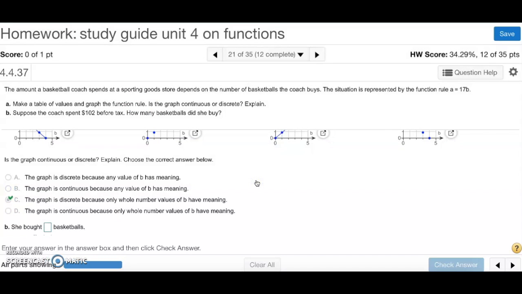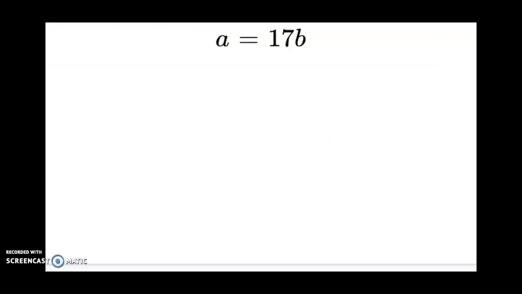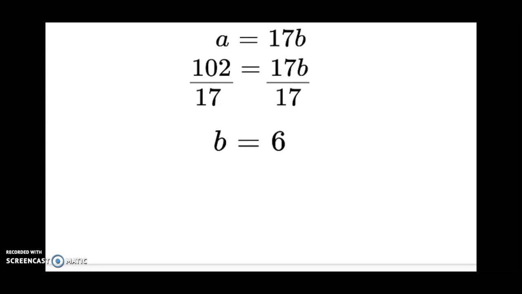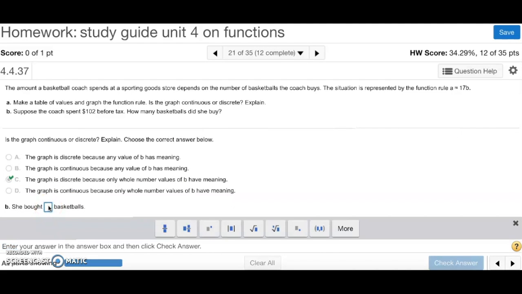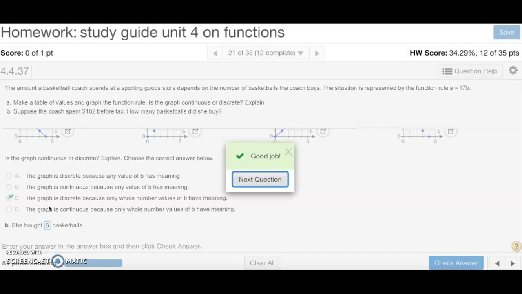Now, we've got to figure out how many basketballs she bought after spending $102. So let's figure that out. To figure that out, we've got to substitute that 102 in for A, which is the cost, and solve for B. So we divide both sides by 17, and we get the number of basketballs is 6. So let's type that in. That is the answer for number 21.